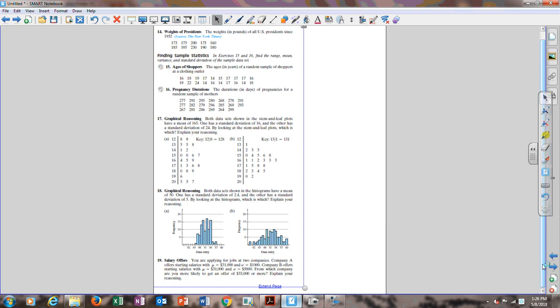Same concept applies to number 18. Both data sets shown in the histogram have a mean of 50. One has a standard deviation of 2.4 and the other has a standard deviation of 5. By looking at the histograms, which is which? So if you look at the first one, everything's packed in tight, close together. Look at the second one, it's way more spread out. And so we go with A for the 2.4 and the deviation of 5 for B.